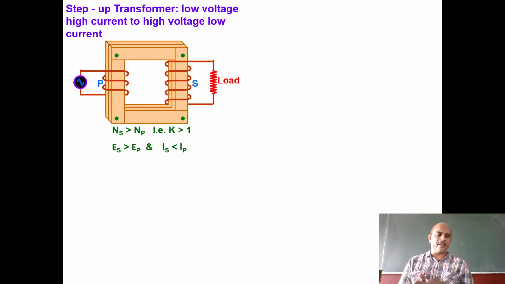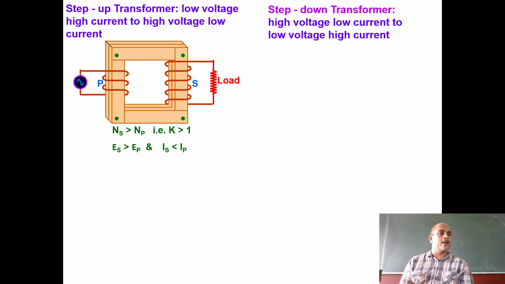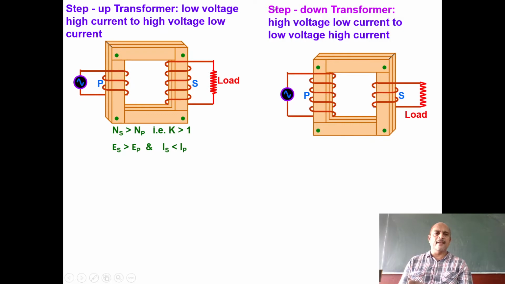Now, what is the concept behind it? In this, we see the diagram. The number of turns in the secondary coil is greater than the primary coil. Ns is greater than Np. So, K is greater than 1, or Es upon Ep is greater than 1. So, secondary voltage is greater than primary voltage, but current will be small.